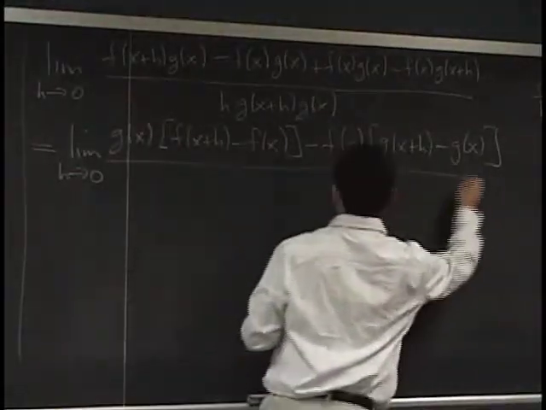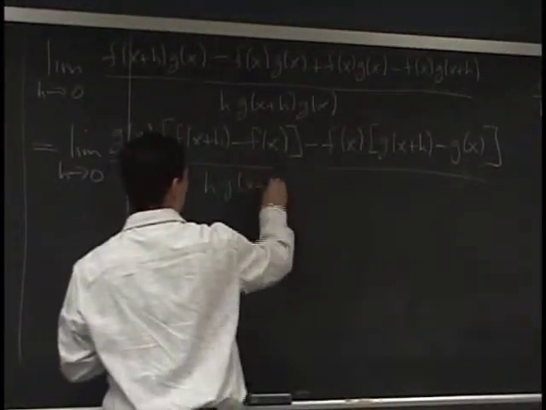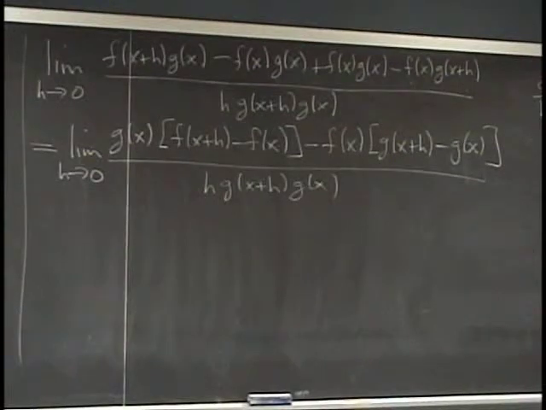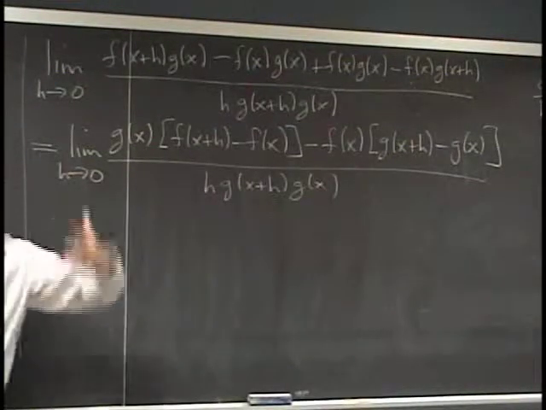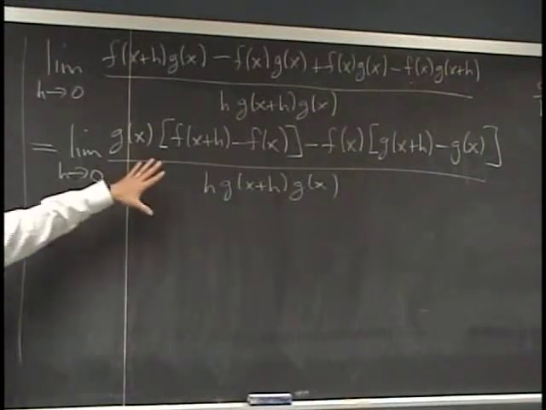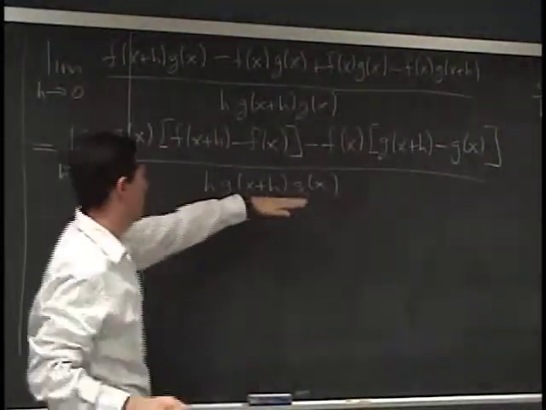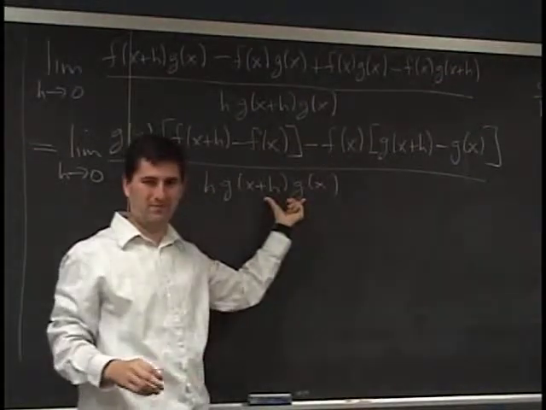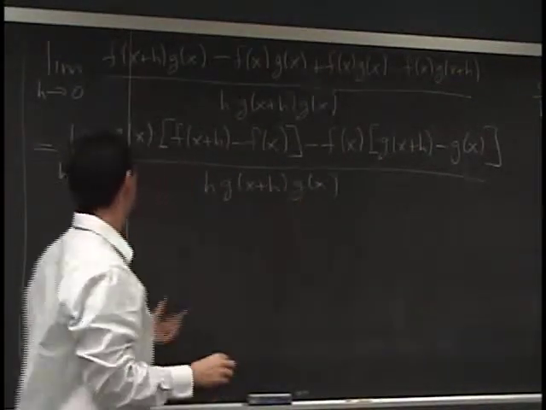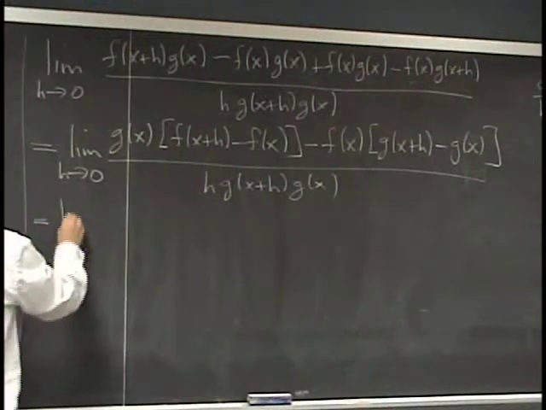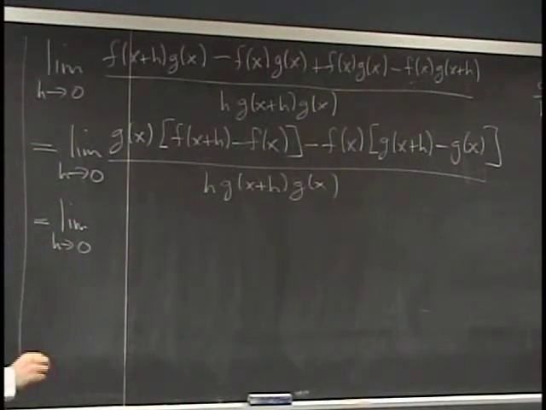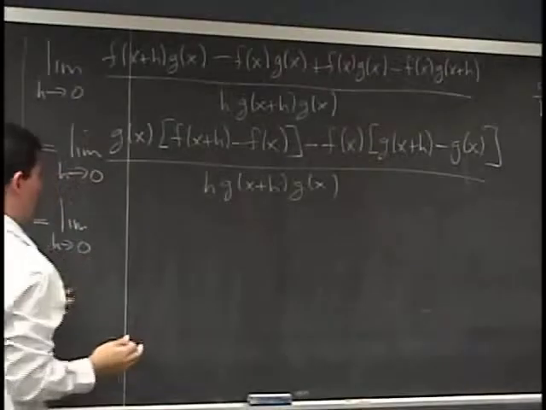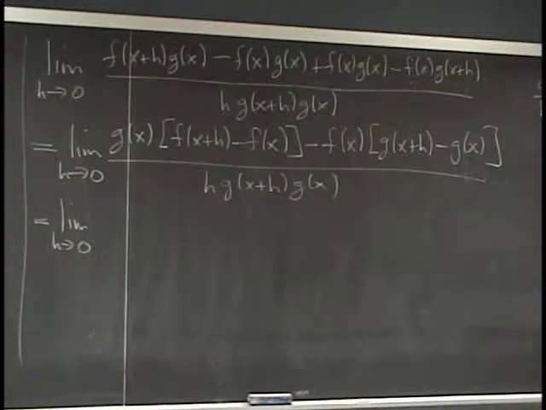Okay, and then all of this is still over this h, g of x plus h, g of x. Well, what can I do here? Well, I want to break this up. So, first thing I can do is split this up into two fractions, where this is the denominator of each one. Okay, but this bit here is a real pain. So let's see what we can do. Eventually I need to break this up in a nice way. So, what could I do? I have an idea.